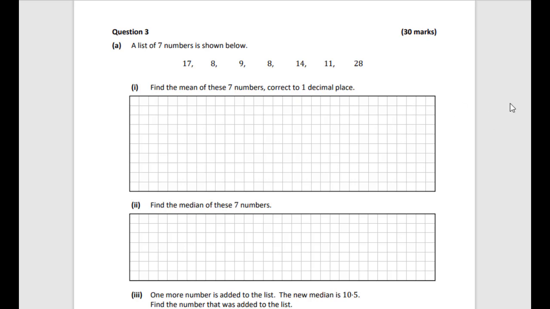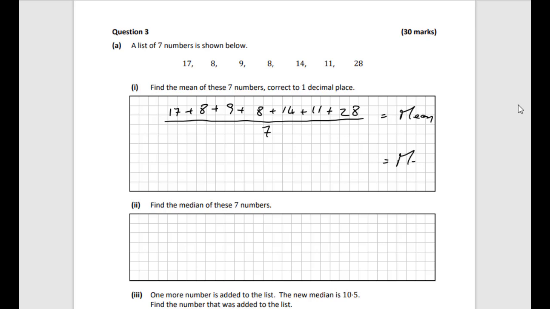A list of 7 numbers is shown below. Find the mean of these numbers. All we've got to do is add all these up. So it's 17 plus 8 plus 9 plus 8 plus 14 plus 11 plus 28. And then you just have to divide this by 1, 2, 7 numbers. So it's 7, and that'll give you your mean. When you do all that, it's just a little bit of calculator work. It's 95 over 7, which is 13.6 to 1 decimal place.